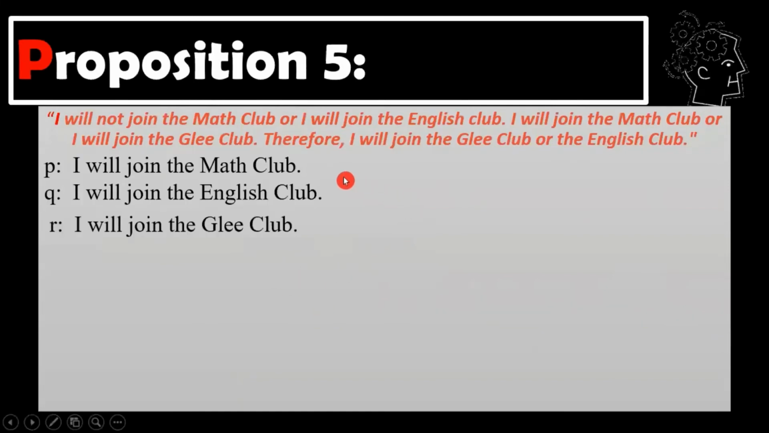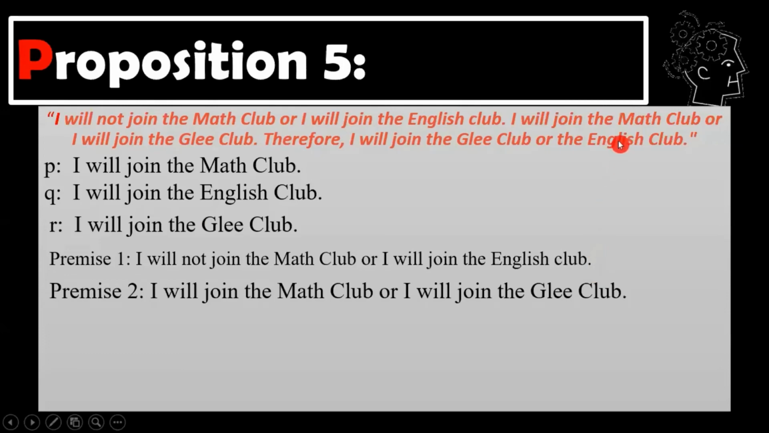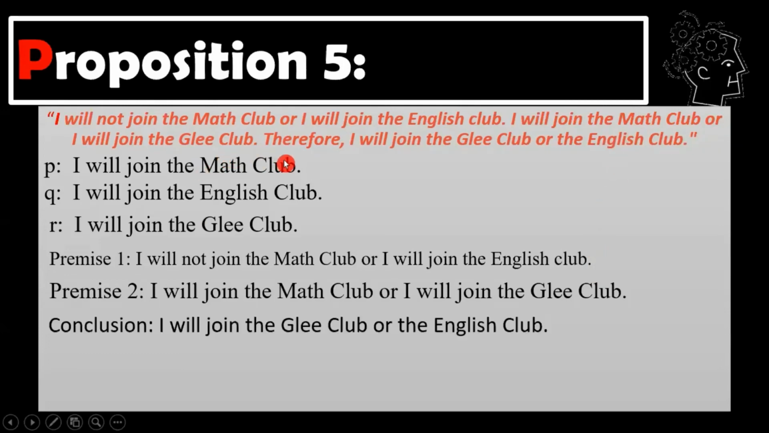For proposition P, I will join the math club. Proposition Q, I will join the English club. Proposition R, I will join the glee club. So for our first premise, that is, I will not join the math club or I will join the English club. For our second premise, I will join the math club or I will join the glee club. And for our conclusion, that is, I will join the glee club or the English club.